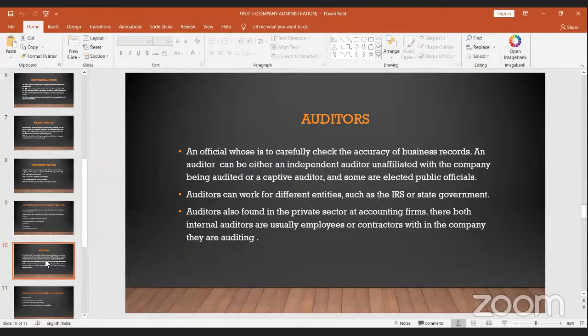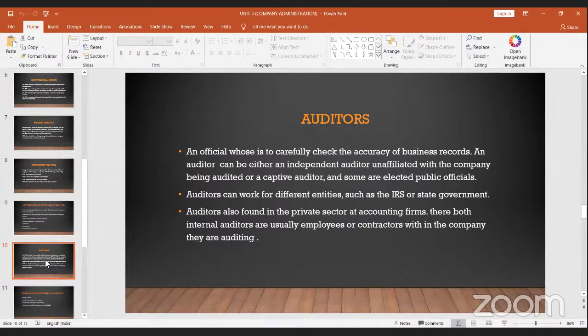So an auditor can be an independent auditor, unaffiliated with the company being audited. It should not be from an affiliated company; it should be an independent auditor. You can choose any person who can be an auditor. You can appoint him as an employee of the company. Also there is a captive auditor, and some are elected public officials.